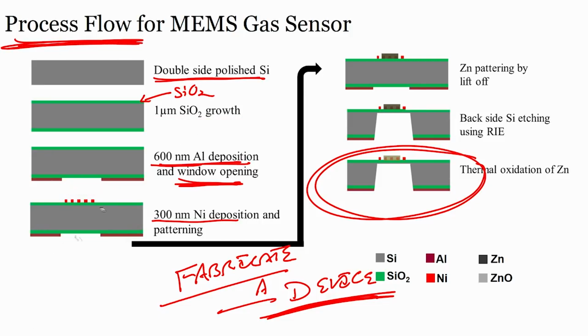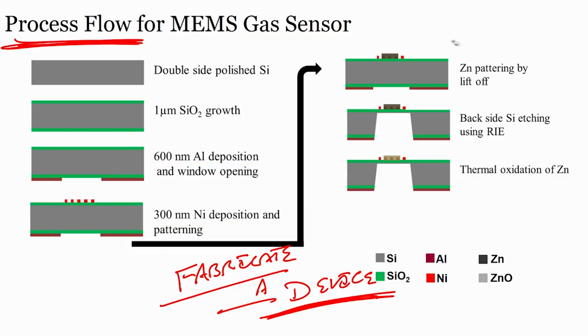So, if you quickly see this particular slide, you will understand what I was talking about. You start with a double side polished silicon wafer, then you grow 1 micron oxide, easy. Then you grow 60 nanometer metal here, you can see the metal is here. Then you open the window: you do the lithography, then create a window. This SiO2 can be etched by using BHF. Now, on the front side you can have the nickel micro heater.